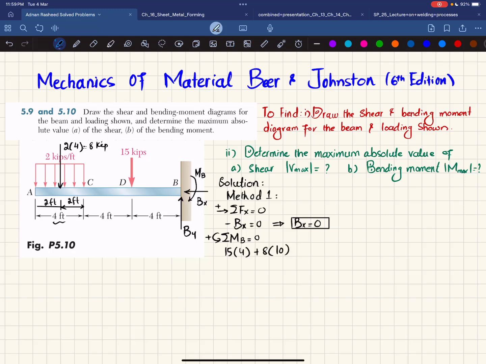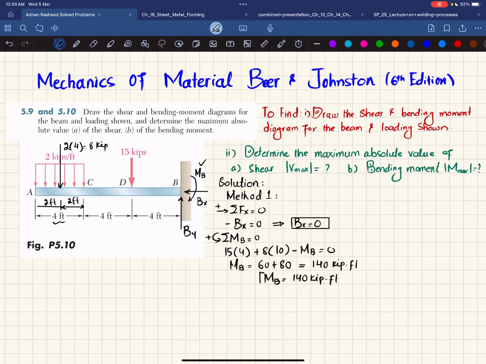And the third moment is the reaction moment MB, that is clockwise, so it will be negative. So minus MB is equal to 0. From here we get MB will be equal to 15 multiplied by 4, which is 60, plus 80, and that will give you 140, and the unit will be kips into feet. So we get this reaction moment MB is equal to 140 kips multiplied by feet.